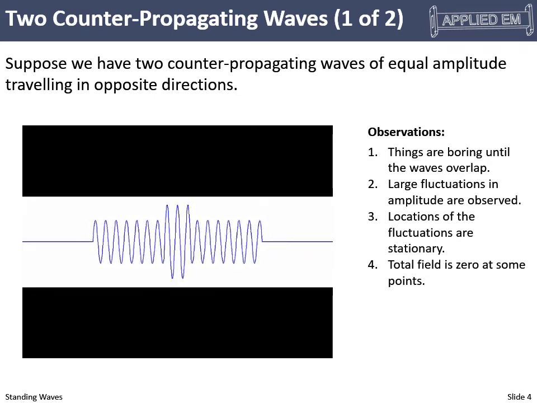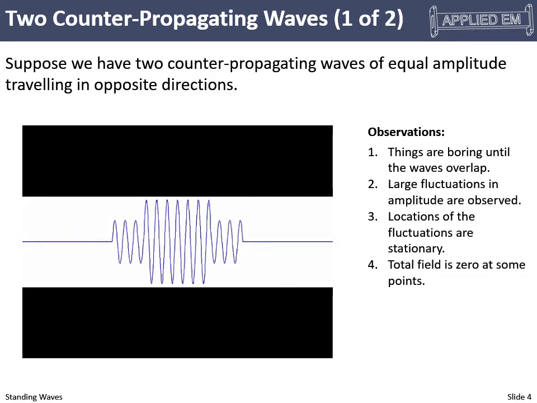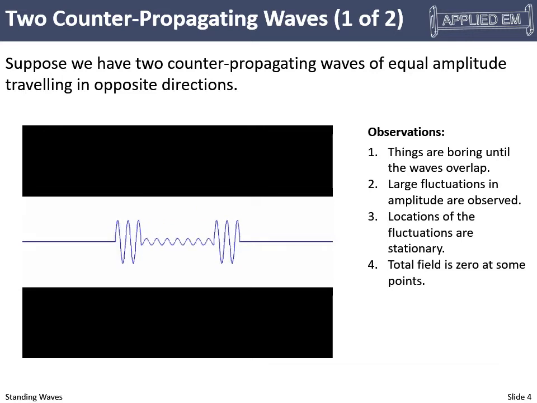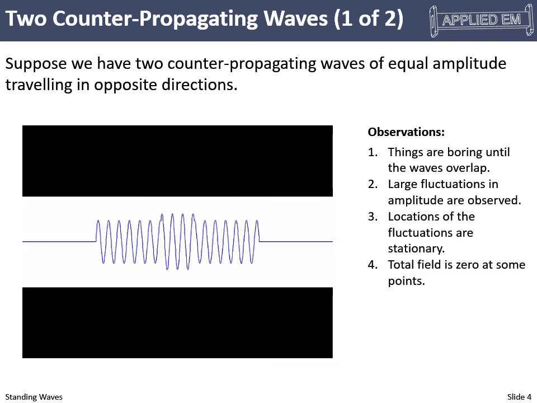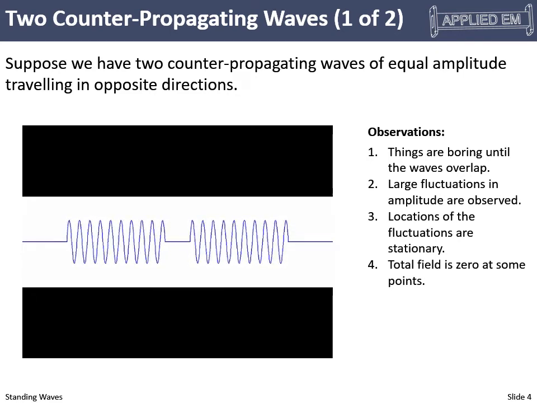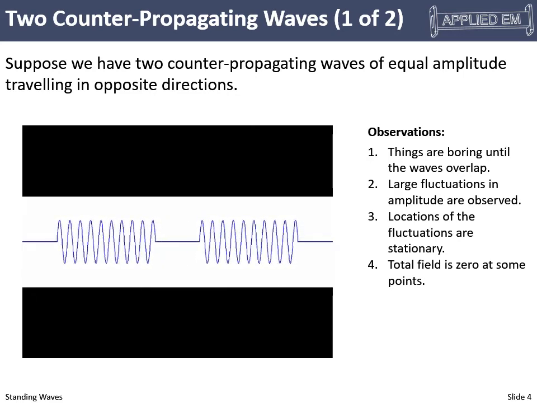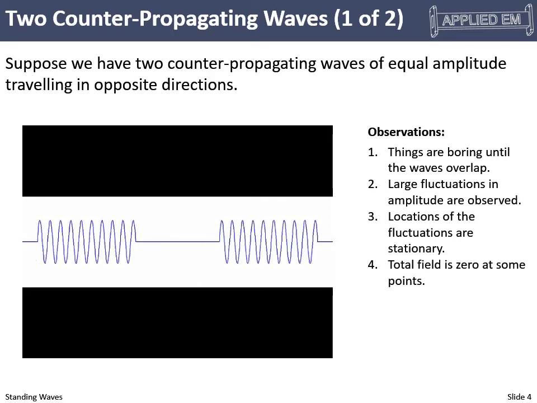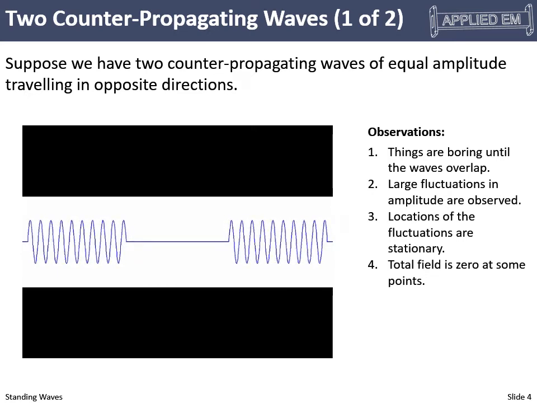When they start to overlap, we start seeing these huge swings in amplitude. And that's not happening to each of the individual waves, that's happening when they're overlapping. We also see that this swing up and down goes to zero. Another thing we'll notice is that these large fluctuations, those are not moving. And that's actually why we call it a standing wave ratio, because these fluctuations, while they're bouncing up and down, in terms of their left and right movement, they are stationary. They're standing still. So it's a standing wave.